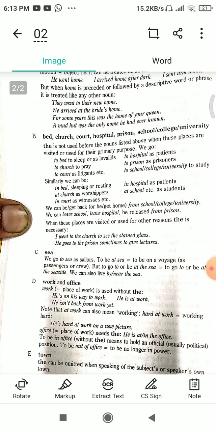E part, town. The can be omitted when speaking of the subject's or speaker's own town. For example, we go to town sometimes to buy clothes. Second example, we were in town last Monday.